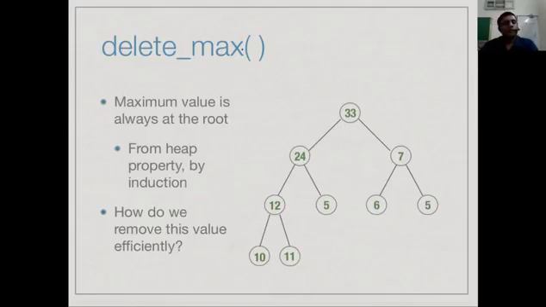Okay, so the other operation that we need to implement for a priority queue is to delete the maximum. Right? So the first question is, where is the maximum in a heap? So the claim is that the maximum is always at the root.